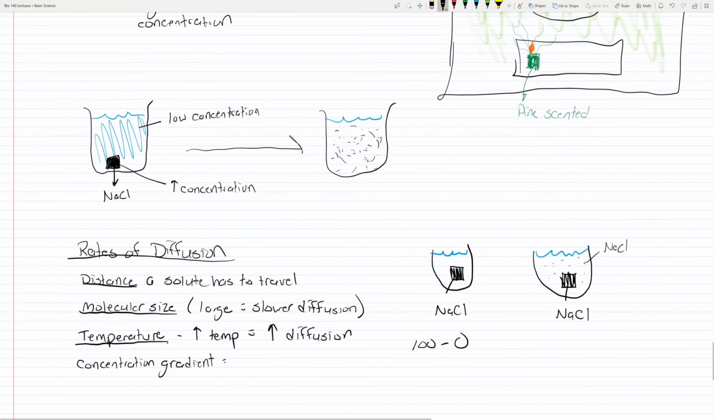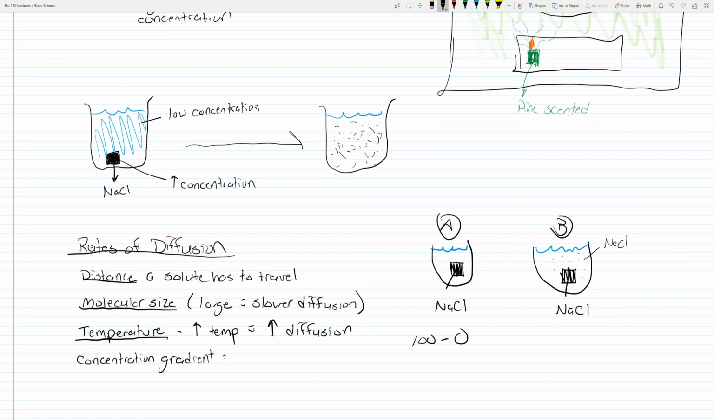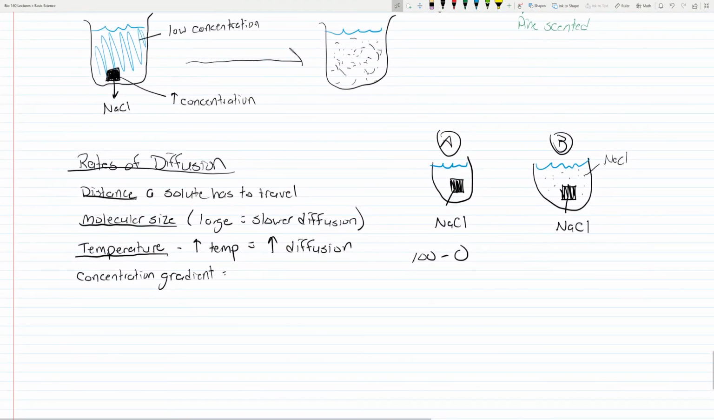Now let's say in this, so we'll call this A. And we'll call this B. And let's say in picture B, the sodium chloride block is 100, and let's say the sodium chloride inside of the water already is 50. Okay, so the concentration gradient of A is 100 minus 0, which is 100. And the concentration gradient of B is 100 minus 50, which is 50. So that means the higher the concentration gradient, 100, it's actually going to dissolve faster. Whereas if I have a lower concentration gradient, like in example B, it's going to dissolve much slower.